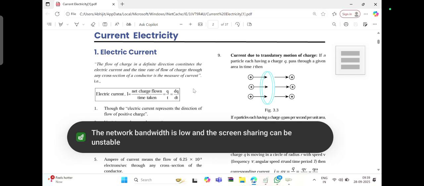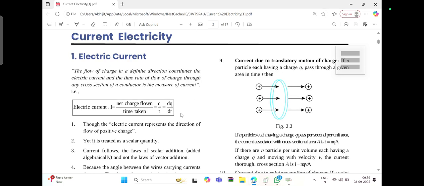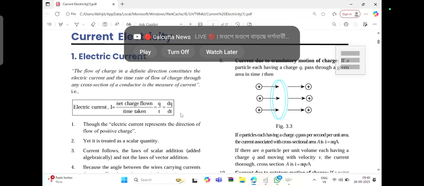That means I want to say that when charge, or you can say more satisfactorily, the flow of electrons per unit time or charge is called electric current. Okay.